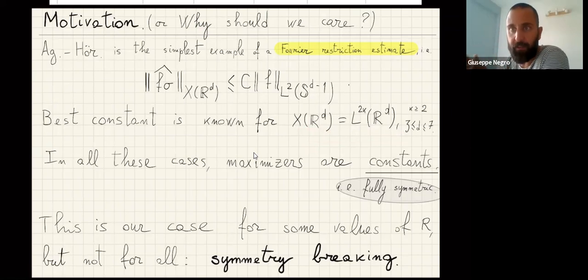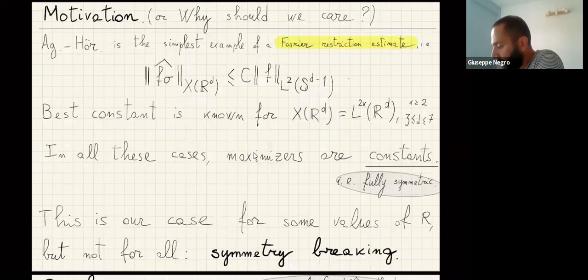it's intermittent. So for some values of the radius, it is. But then there are jumps, there are discontinuities in this maximizer. This is the phenomenon that we call symmetry break.